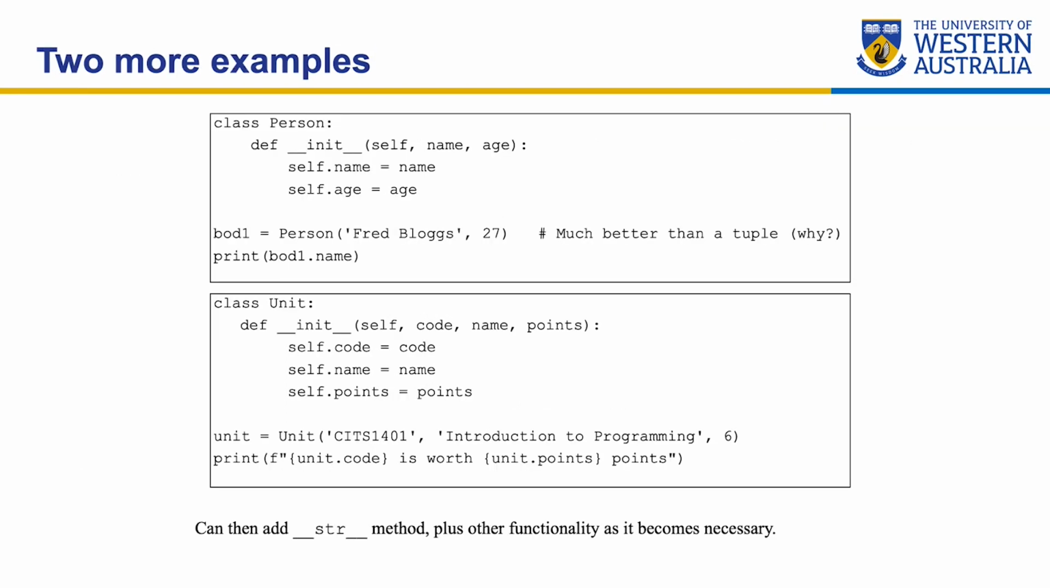Okay. So here's a couple more examples you can see. Here we have a class Person. It has name and age. We can create a person, p1 is Fred, 27, and we can easily print its name. And it's got a comment there. It's much better than a tuple. Why? You can pause the video here and have a think.